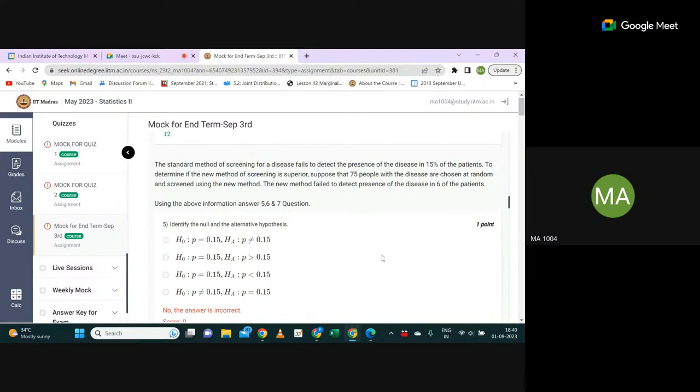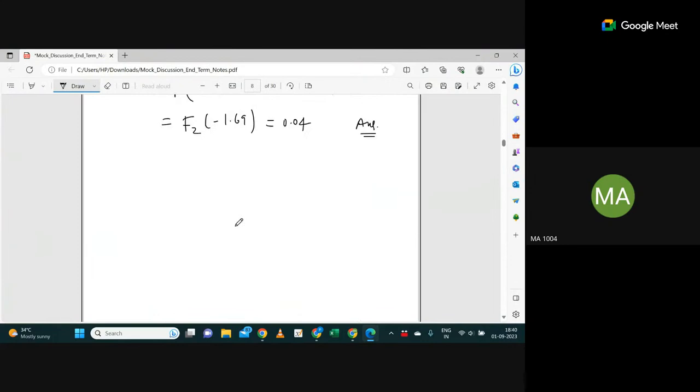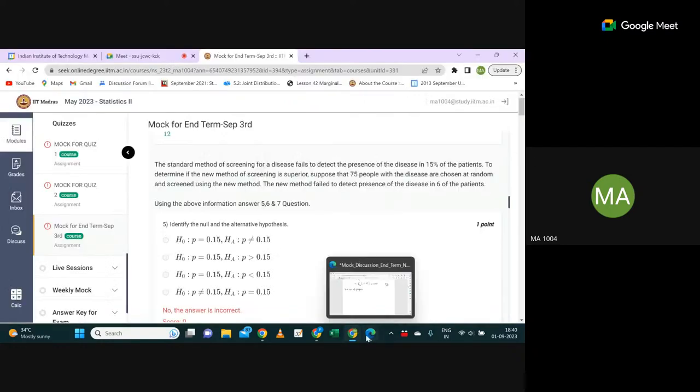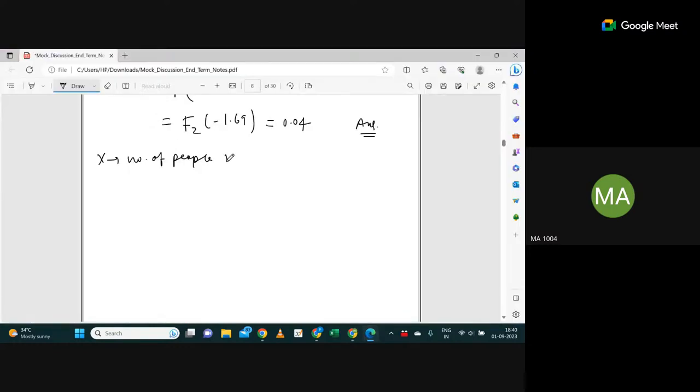Okay, suppose I'm defining a random variable. Let's say X is the number of people who have that digit, something like that. Okay. Then what will be my P? P will be X by N. Yeah, X by N, the proportion. X is what? It says 6 people. Yeah, 6 people, out of what? 75, right? That's not X bar. Got it? Yeah. Okay.